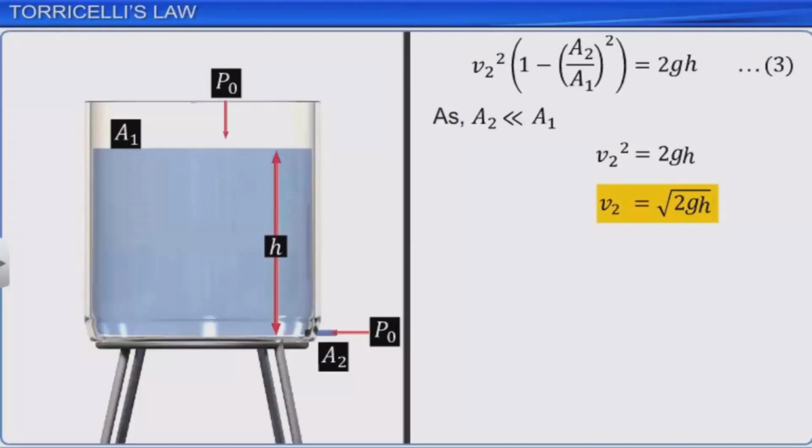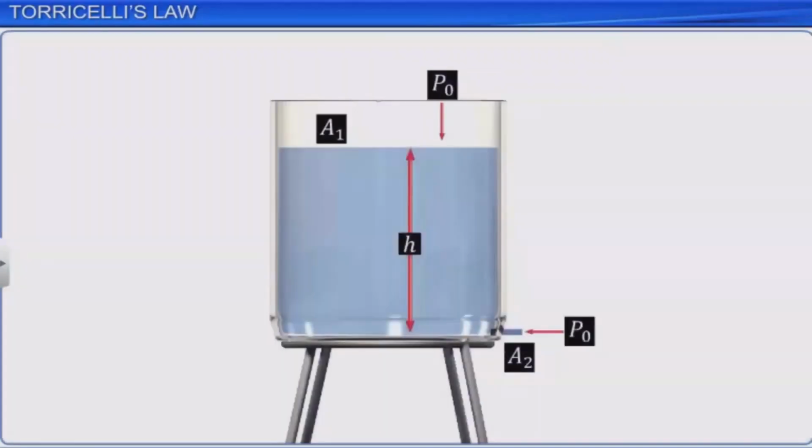The velocity of efflux is maximum when the depth of the orifice is at a maximum vertical distance from the free surface of the liquid, as V is proportional to root H.